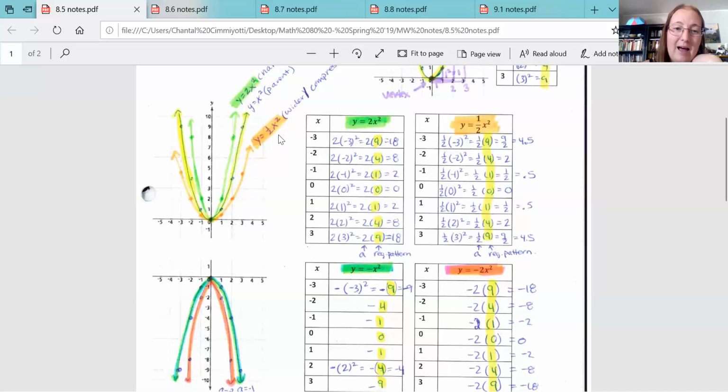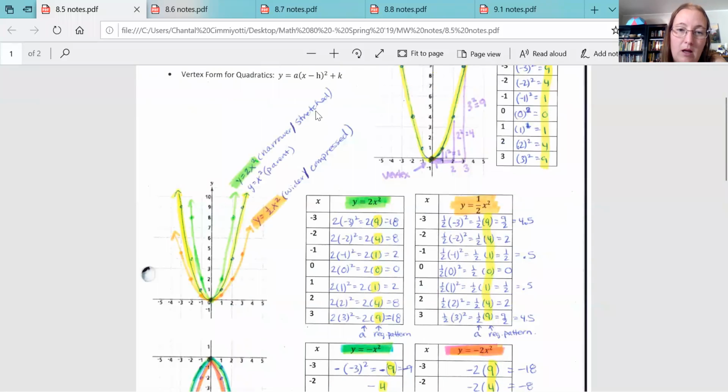If your A is a half, it'll be half as high. So that's instead of 1, it's a half. Instead of 4, it's at 2. Instead of 9, it's at 4.5. So the A contributes to how narrow or how wide it is in comparison to the parent. So the parent is when A is 1. When it gets bigger than 1, it gets narrower. When it's less than 1, it gets wider in comparison. We also call that being stretched and being compressed.